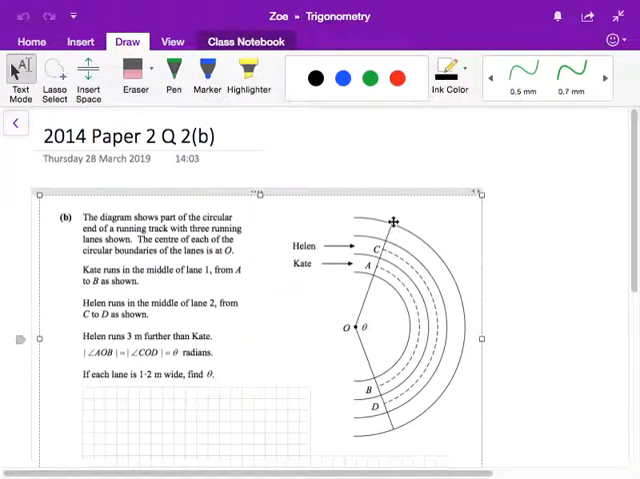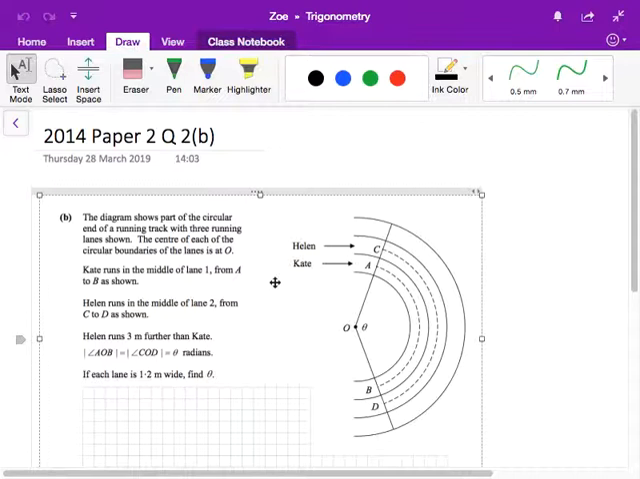This is the 2014 question 2b. The diagram shows part of the circular end of a running track with 3 running lanes. The center of each of the circular boundaries of the lane is at O. Kate runs in the middle of lane 1 from A to B as shown. So she's running along this arc.